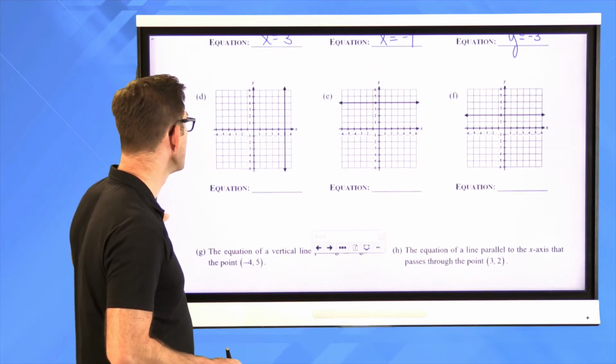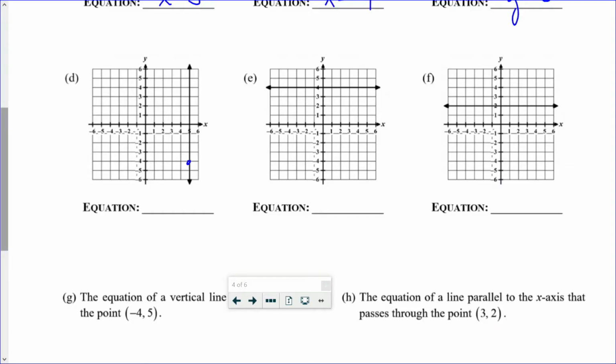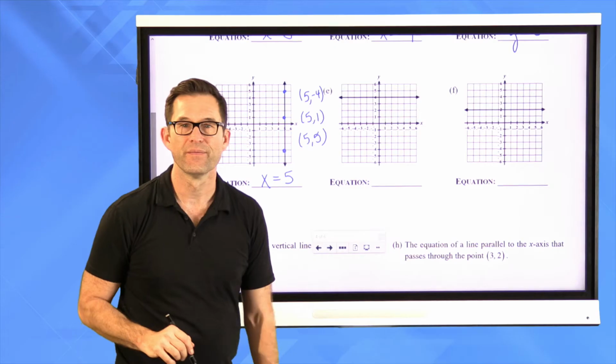All right, let's take a look at letter D. Same thing. I'm going to take this point, maybe this point, and this point. What is that? That's (5, -4), (5, 1), and (5, 5). Looks like they all have an x-coordinate of 5, and therefore that's its line, right?